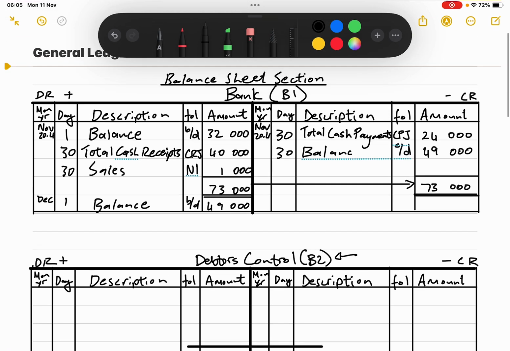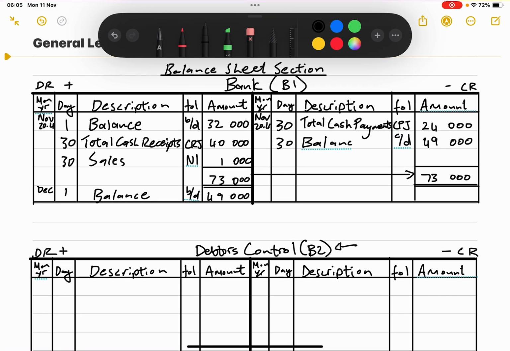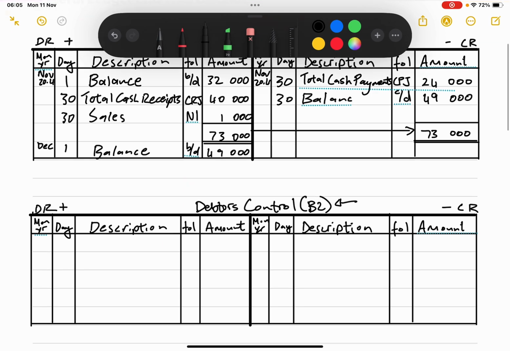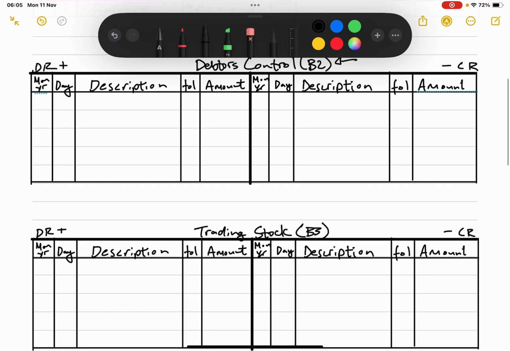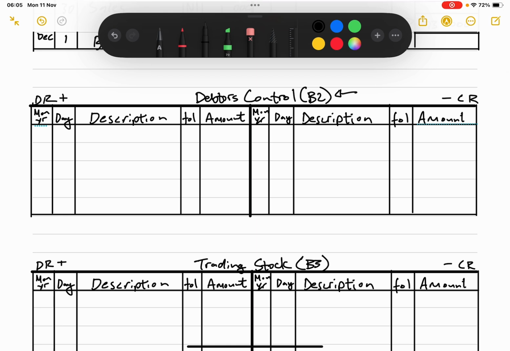I will show you a scenario where you have an opening credit balance for bank, but nothing really changes. Okay, for now, let's move on to debtors control. In debtors control, also you'll have a balance brought down. So November 20.4, and the day is 1, balance brought down. And let's say you have a balance brought down of 8,000 Rand, just to keep the numbers simple, because it doesn't really matter what the numbers are. The principle stays the same.